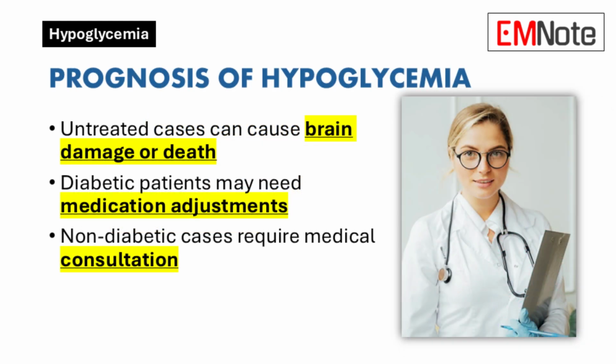Prognosis of hypoglycemia. Untreated hypoglycemia can lead to severe neurological consequences, including seizures, brain damage, and death. Patients with diabetes experiencing frequent episodes require adjustments to their medication, meal plans, or exercise regimen. Non-diabetic individuals with hypoglycemia symptoms should consult their clinician.